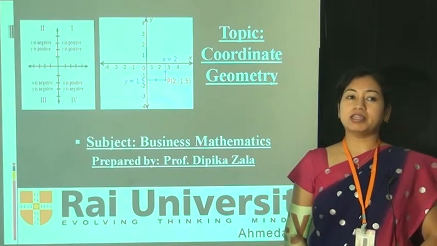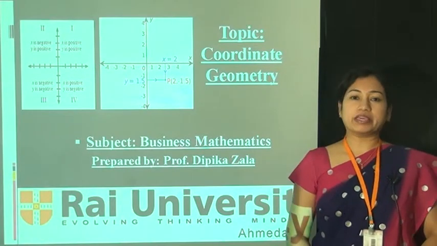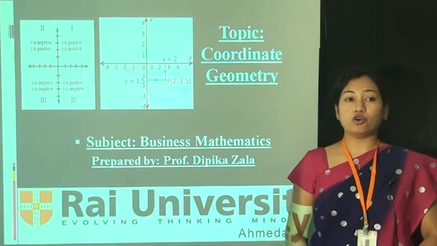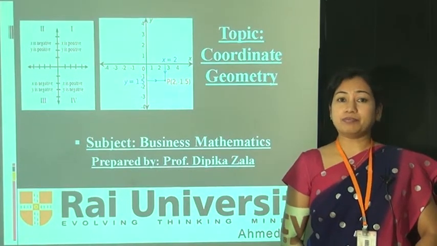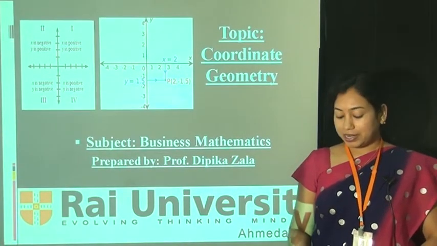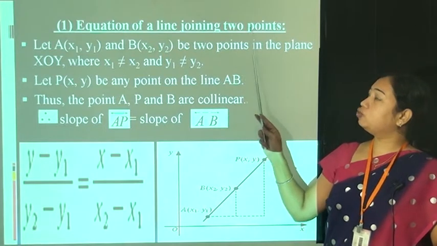Today we discuss something about the equations of line in various forms. That means equation of line having 2 points, equation of line having slope and 1 point, and equation of line having slope and y-intercept. So let's discuss the first point, equation of line joining 2 points.